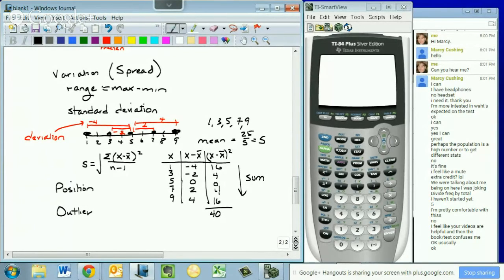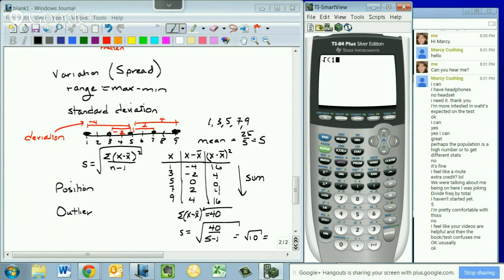Oh, and actually, I have the formula wrong here. Square root. I knew something looked wrong. Okay, so sum up all of these squared deviations. So that's equal to 40. Now here, n is 5 data values. So 5 minus 1. And we wind up with the square root of 10, which is 3.2. All right, so that's the sample standard deviation.